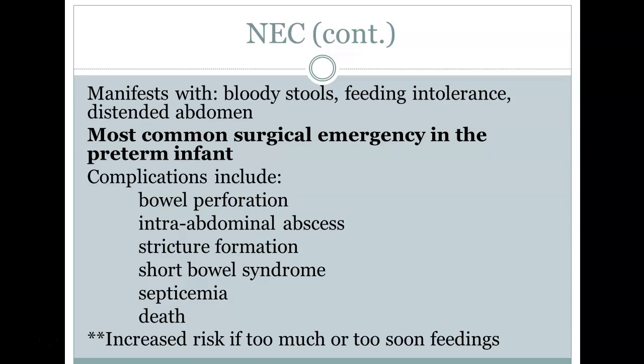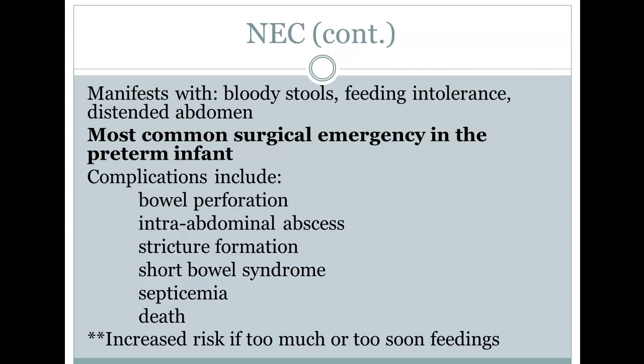This manifests in bloody stools in the infant, feeding intolerance, or a distended abdomen. It's the most common surgical emergency in the preterm infant. The complications include bowel perforation, intra-abdominal abscesses, stricture formation, short bowel syndrome, septicemia, and possibly death. The risk of necrotizing enterocolitis goes up if you feed preterm infants too much or too soon. Their small, immature bowel just can't handle that.